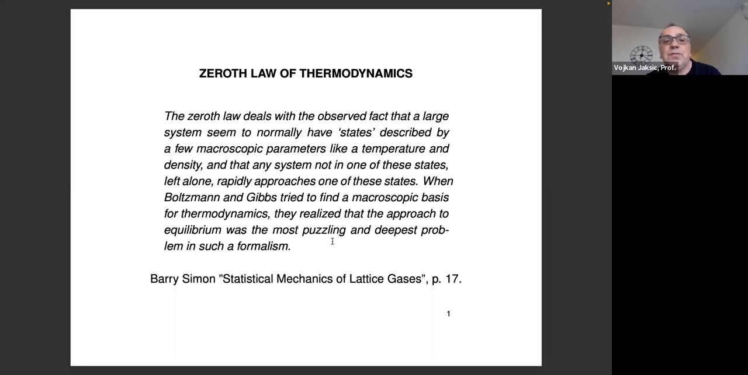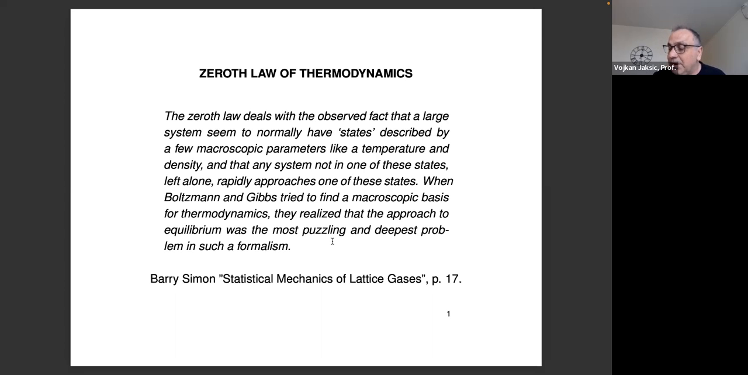When Boltzmann and Gibbs tried to find a microscopic basis for thermodynamics, they realized that the approach to equilibrium was the most puzzling and deepest problem in such a formalism. That is on page 17 of Barry's Statistical Mechanics of Lattice Gases, which I was proofreading when I was a graduate student, before it was published. So this is obviously a fundamental problem, and one should be happy to say anything meaningful about it.